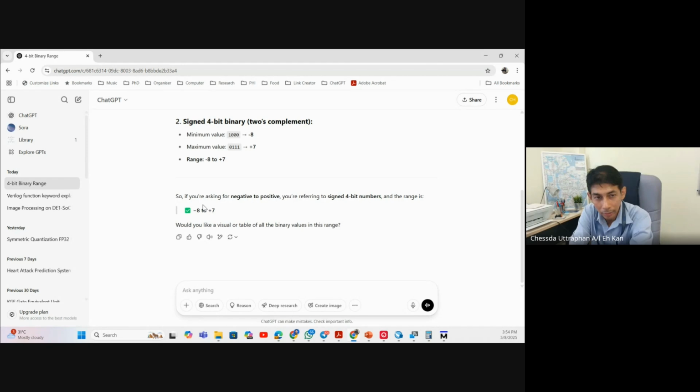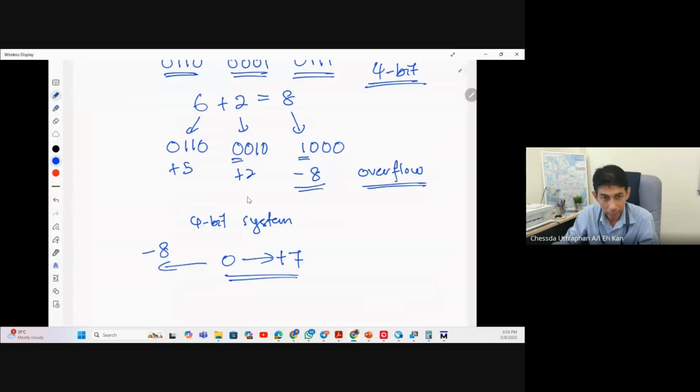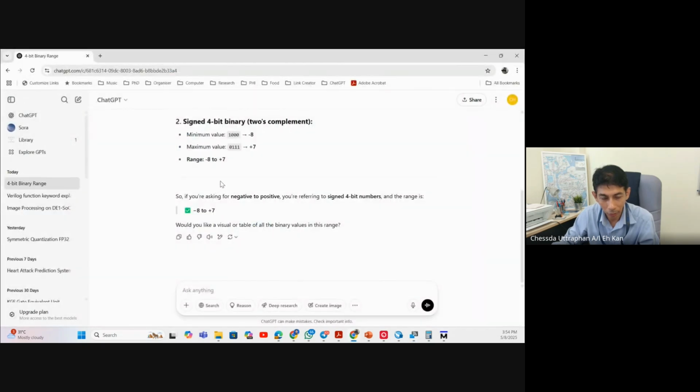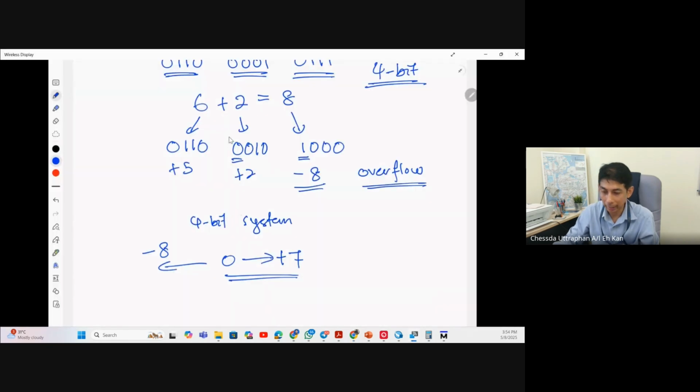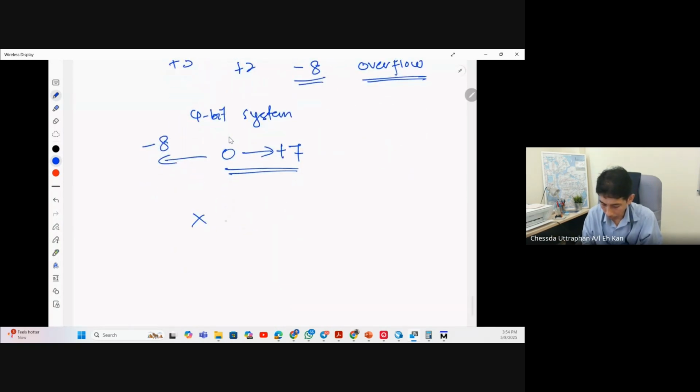When you ask ChatGPT, you see, the range is from -8 to positive 7. Only, meaning that when you use an adder, when you add numbers, if your number is out of range, the result, the sum, x plus y equal to s, this s is, if it is out of range, means that we have an overflow.